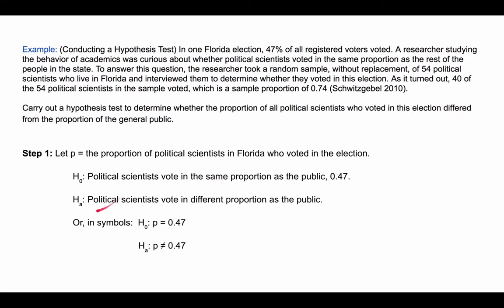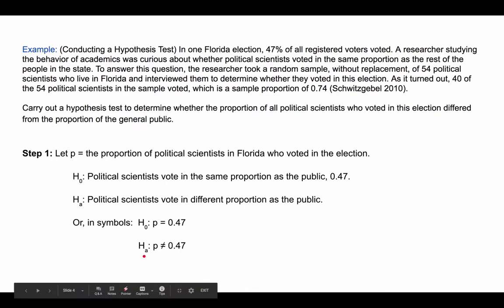Now, our alternative hypothesis is that the political scientists vote in a different proportion from the public. So what does that mean? It means that if H0, the null hypothesis, is p equals 0.47, then the alternative hypothesis is that p is not equal to 0.47. So this is how we write both of these hypotheses in our special notation.